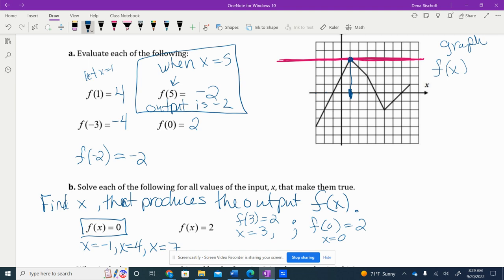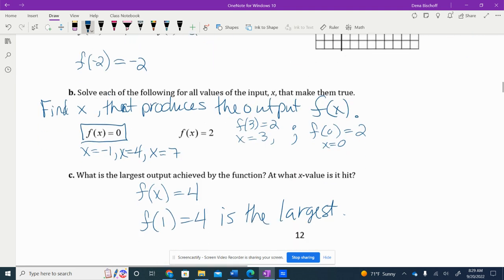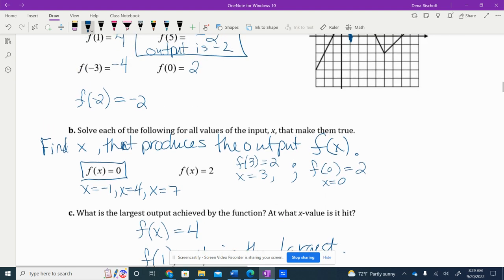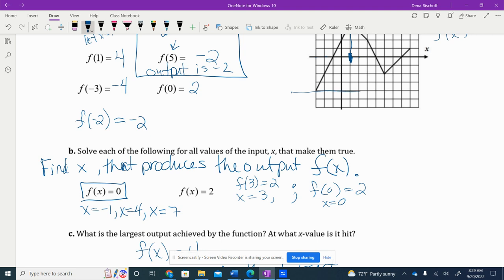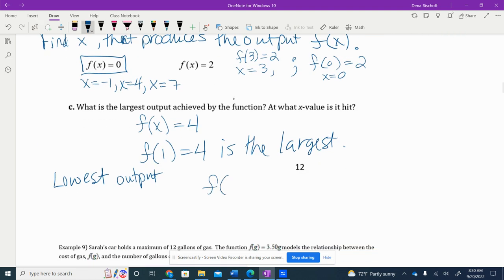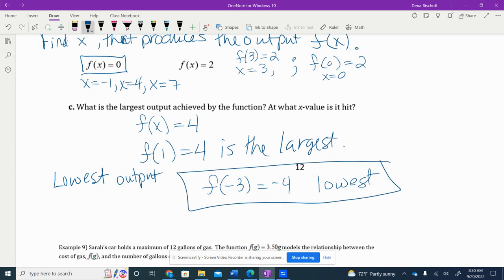If I ask for the lowest, what is the lowest or the smallest output? What's this number right here? -4. And that happens at what? So f of -3 equals -4. And that's your lowest or your smallest. Okay, I know that wasn't one of the questions. I just want to make sure you understand.